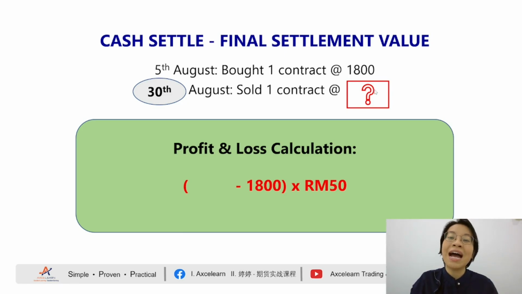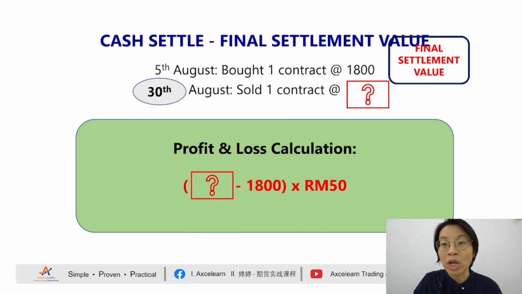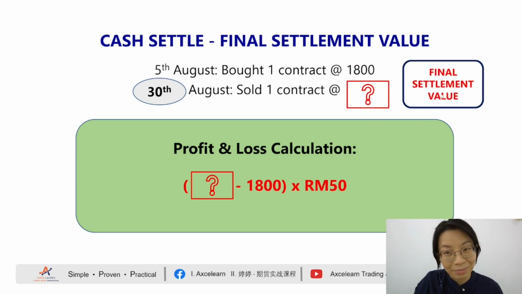Still remember just now, I use my selling price minus my buying price. Then only I can calculate, correct? But right now, I don't have this value. And this is the value which we call final settlement value. So this is the one that we need to calculate. Remember, the keyword is final settlement value. So we need to understand how to find out this final settlement value, or in other words, how do we calculate and derive it?